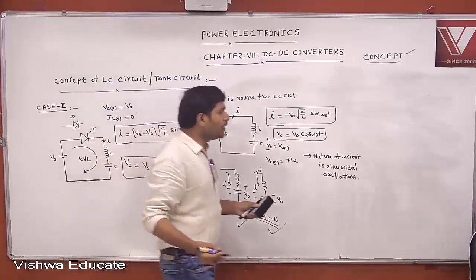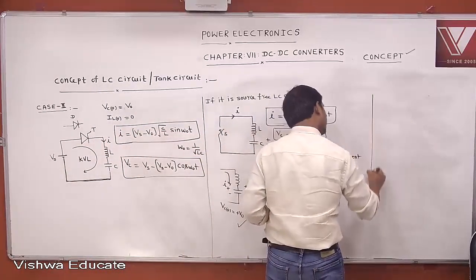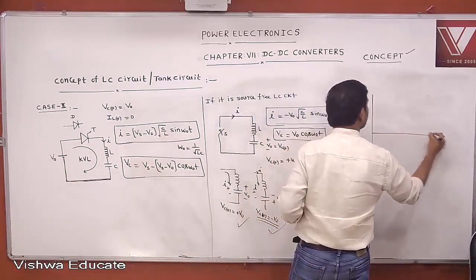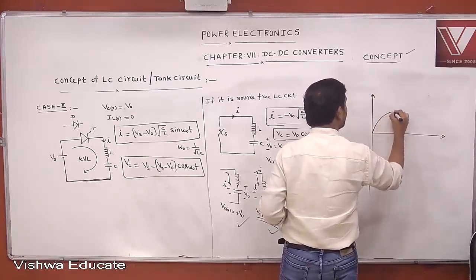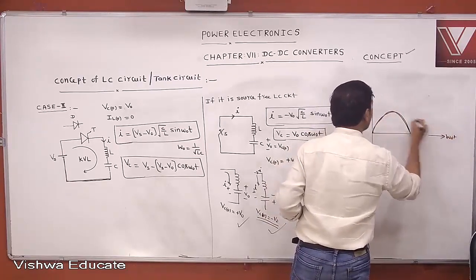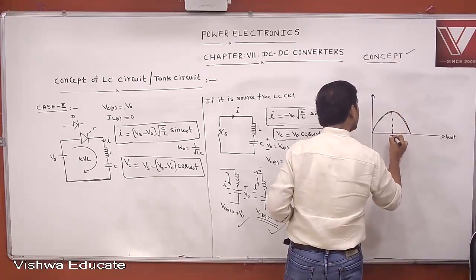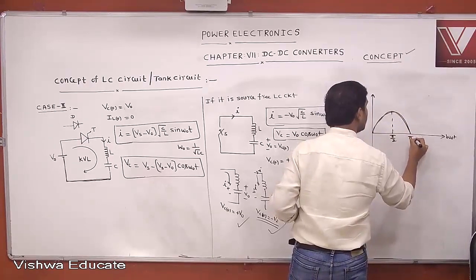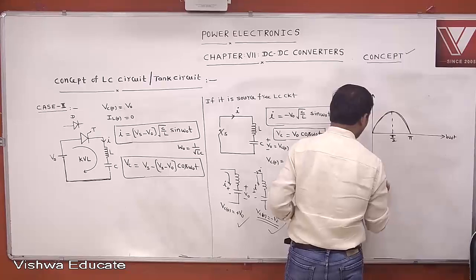Okay. Now if you draw this current, then you can get it like this. It is also a sinusoidal current. This is omega naught t. At omega naught t equal to pi by 2, it is maximum. This is pi, at omega naught t equal to pi.